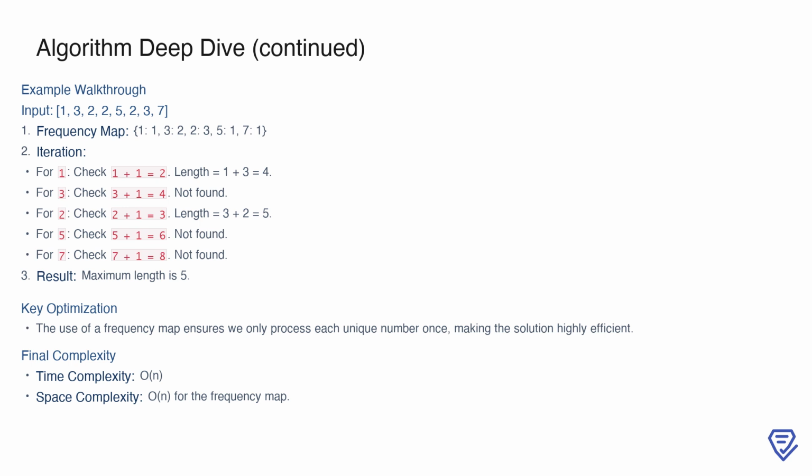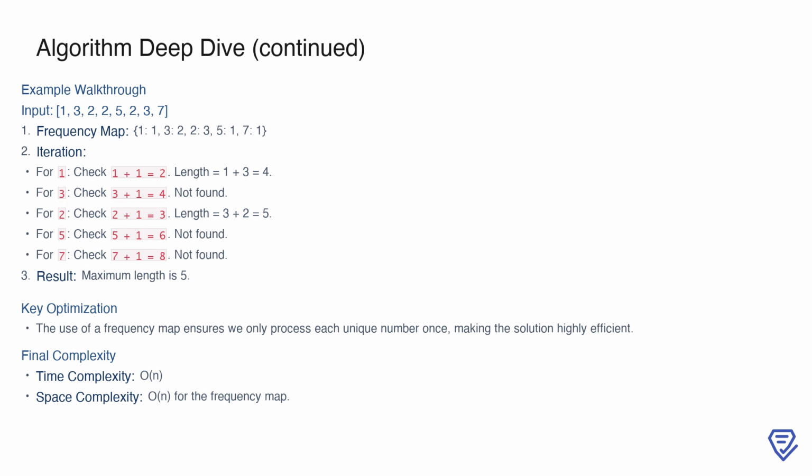For the number 1, we check if 1 plus 1 equals 2 exists. It does, so we calculate the length of the subsequence as 1 plus 3 equals 4. For 3, we check if 3 plus 1 equals 4 exists. It does not, so we skip it. For 2, we check if 2 plus 1 equals 3 exists. It does, so we calculate the length as 3 plus 2 equals 5.